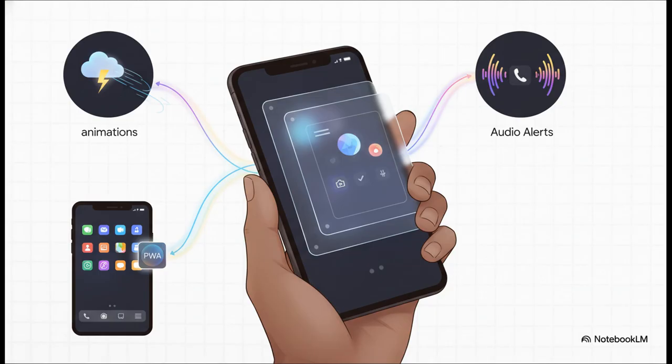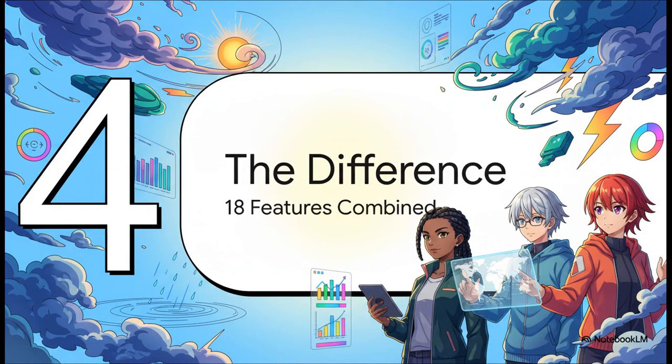The design is mobile first with these super smooth animations and a sleek, semi-transparent glassmorphism effect that gives it a modern layered look. You even get audio alerts for severe weather. And because it's a progressive web app, you can install it directly to your home screen, no app store needed. How cool is that?